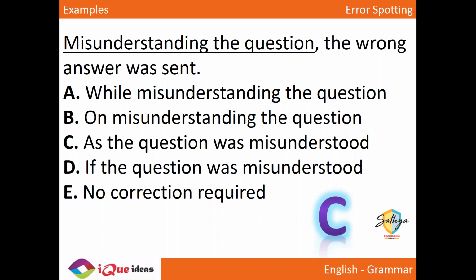because it's not in the underlined portion. So misunderstanding ing form mein nahi hona chahiye verb, so the same form, was. As the question was misunderstood, the wrong answer was sent, right? So this is called parallelism of verbs. When multiple verbs are used in the same sentence, the verb form of each of the verbs should also be the same. Did everybody get this one?